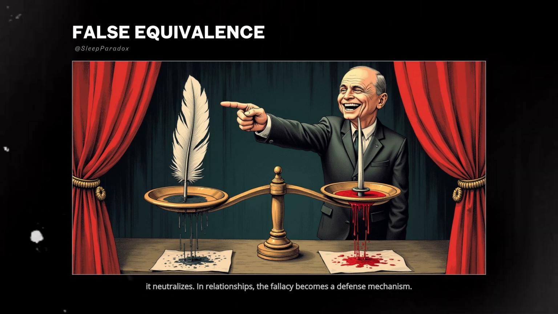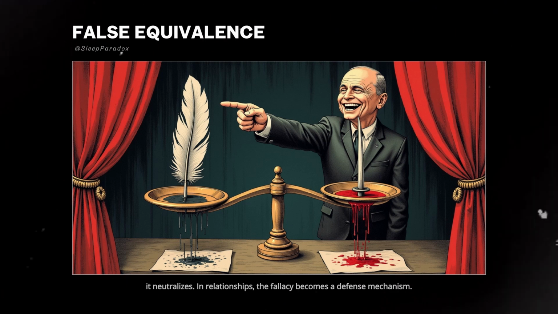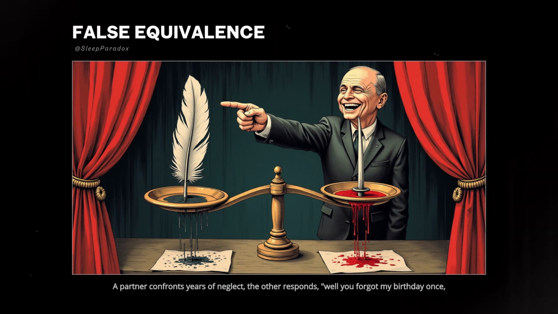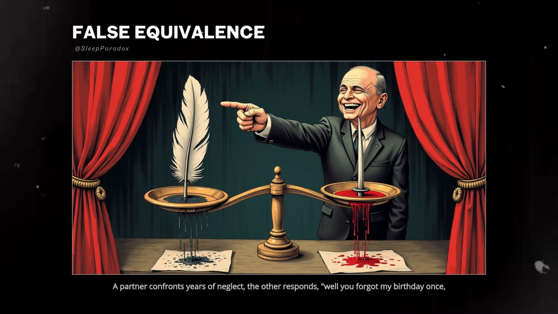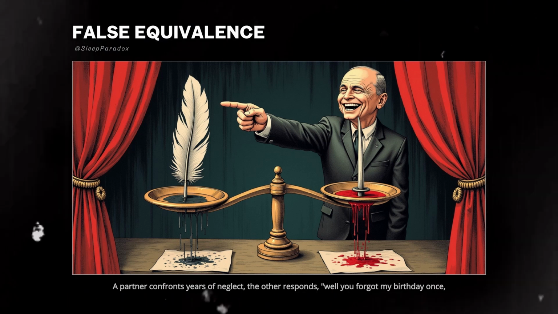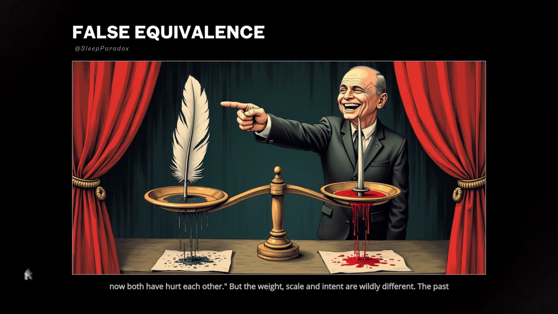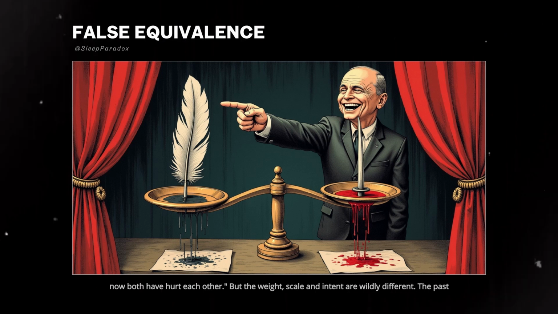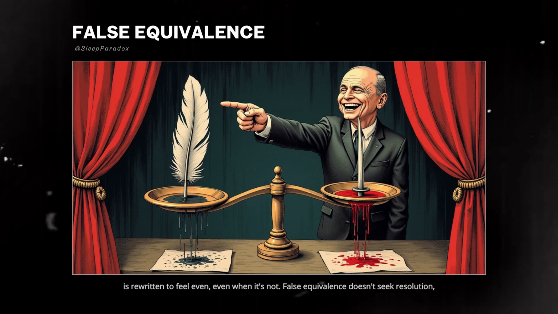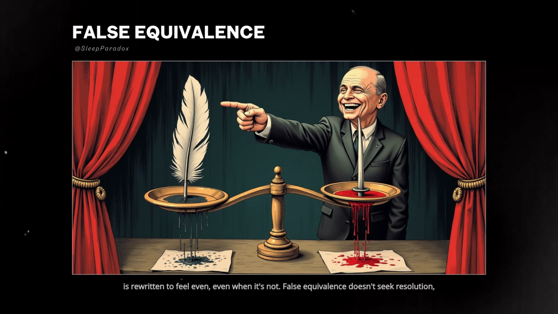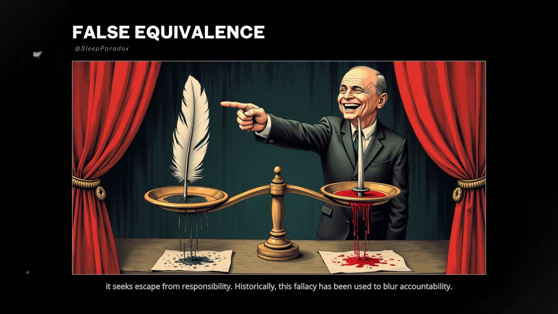In relationships, the fallacy becomes a defense mechanism. A partner confronts years of neglect. The other responds, "Well, you forgot my birthday once." Now both have hurt each other. But the weight, scale, and intent are wildly different. The past is rewritten to feel even when it's not. False equivalence doesn't seek resolution, it seeks escape from responsibility.